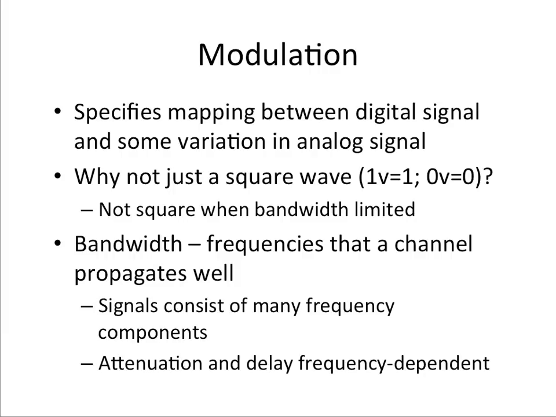So all the media are going to have some property that will determine how much information you can send on this media at a time, right? That's called bandwidth. More precisely, it's the frequency that a channel can propagate well. For example, a channel might propagate all the frequencies, but it's going to propagate in a certain frequency range much better than some other frequencies.